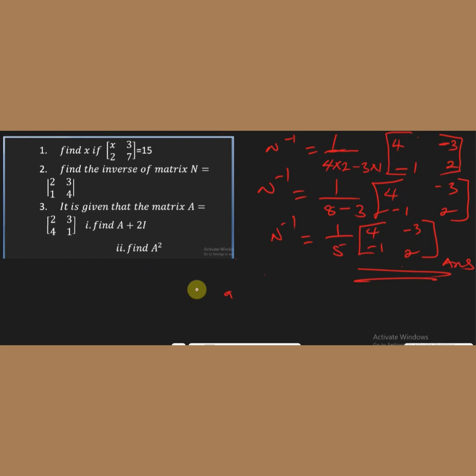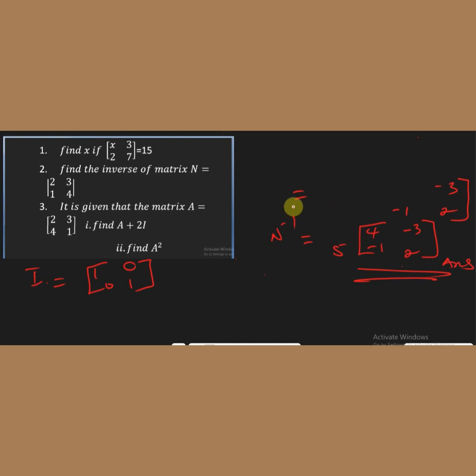So number 3 says it is given that matrix A is equal to this. Find A plus 2 times the identity matrix. What is the identity matrix for 2 by 2? The identity matrix for 2 by 2 is given as 1 0 0 1. It's very important to remember. So once you know this, it's fine. I'm going to multiply this identity matrix by 2, which is this, then add it to this A. That is it.